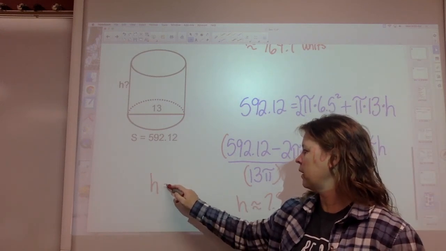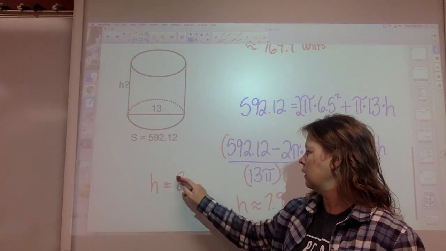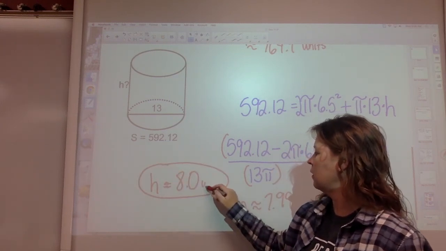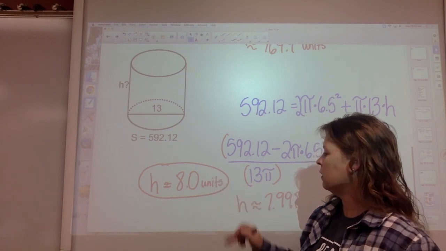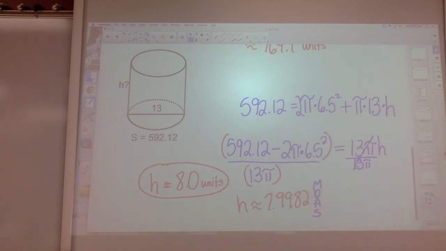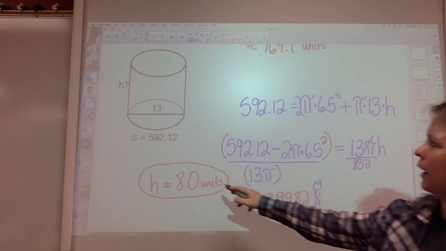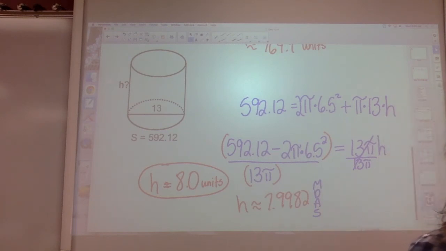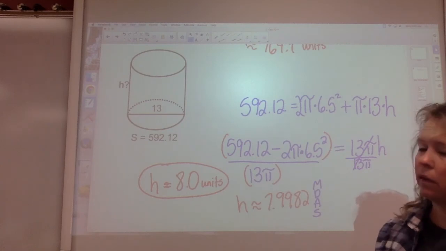Height equals, but since this was rounded, this is going to also be rounded. Your height is 8.0, and we'll go with units. Height is approximately 8.0 units. If you want, plug height back into your original formula and see if you come up with 592.12. Little tricky on that one, but most of the trick comes in the order of operations.